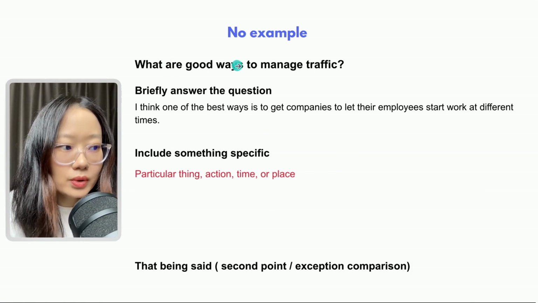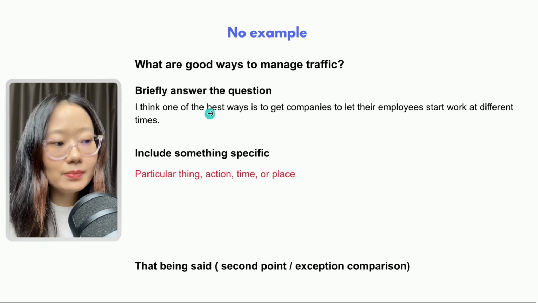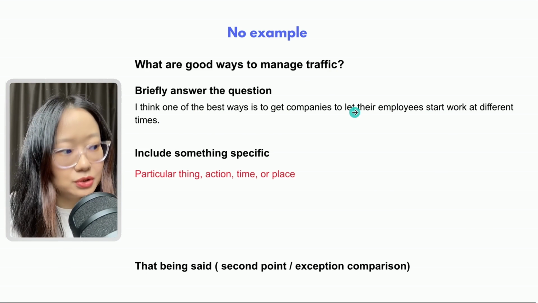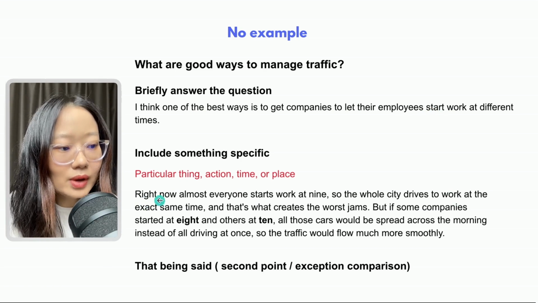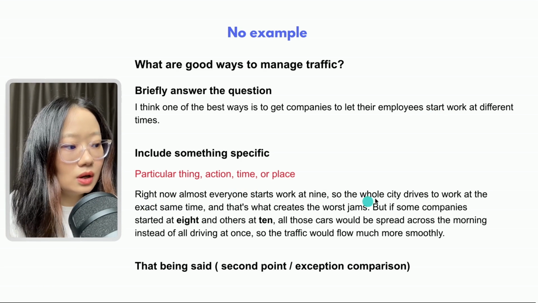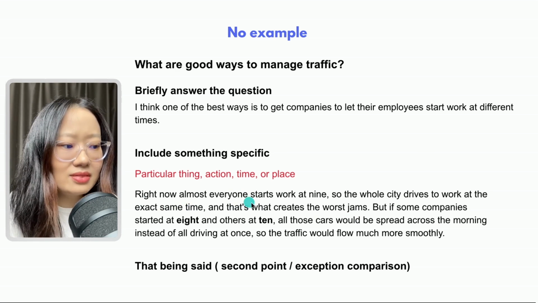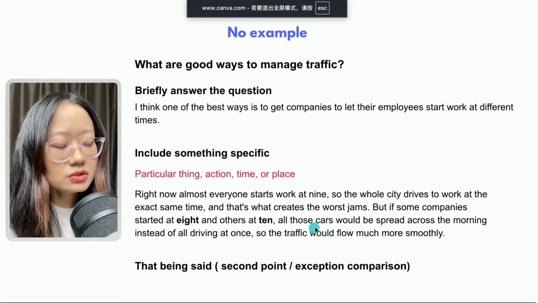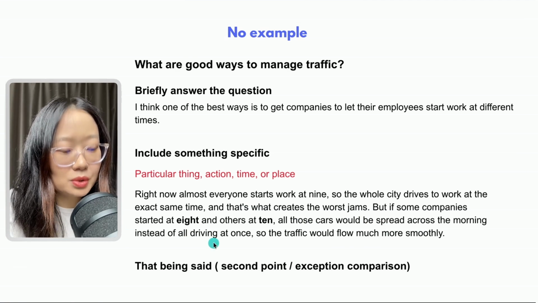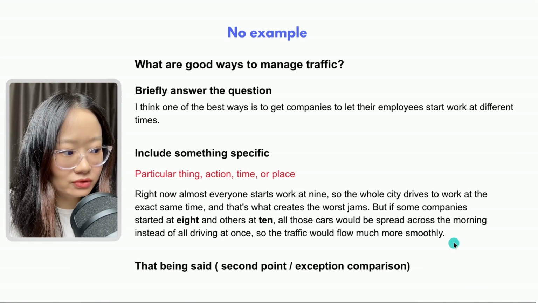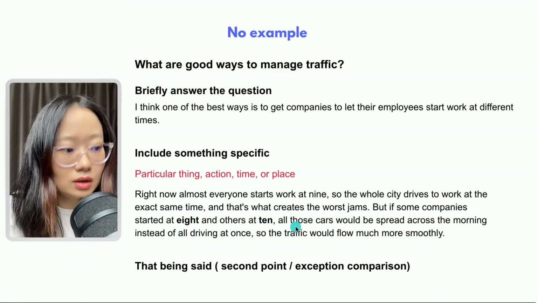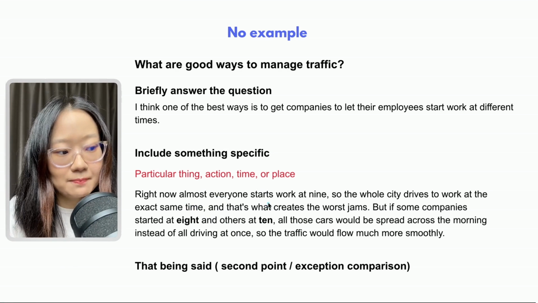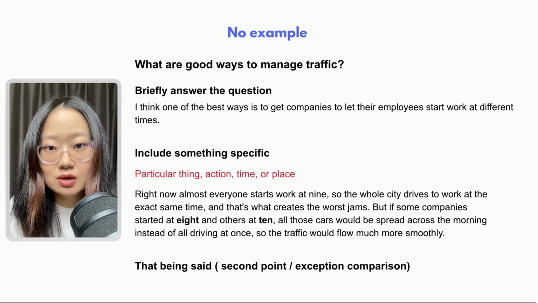Another example, what are good ways to manage traffic? We can say that one of the best ways is to get companies to let their employees start work at different times. To develop this answer, we can add specific starting times. Right now, almost everyone starts work at 9, so the whole city drives to work at the exact same time. And that's what creates the worst jams. But if some companies started at 8 and others at 10, all those cars would be spread across the morning instead of all driving at once, so the traffic would flow much more smoothly. The specific details are 8 and 10 o'clock. Instead of saying that people should start work at different times, we use these details to explain how different starting times would spread the traffic across the morning.